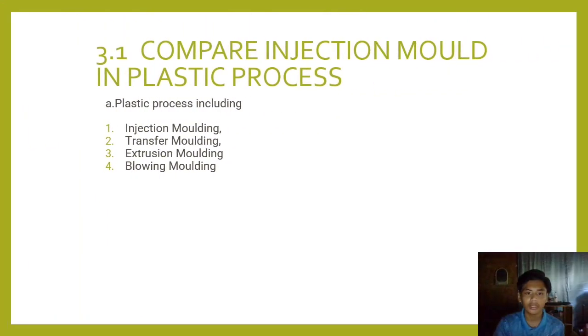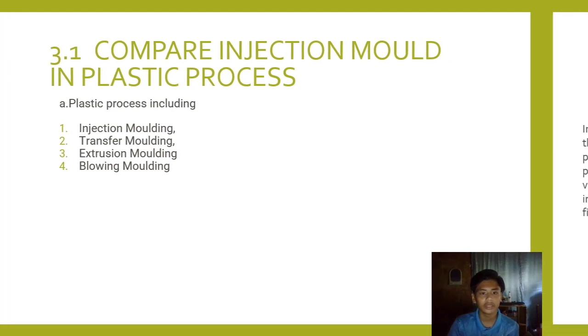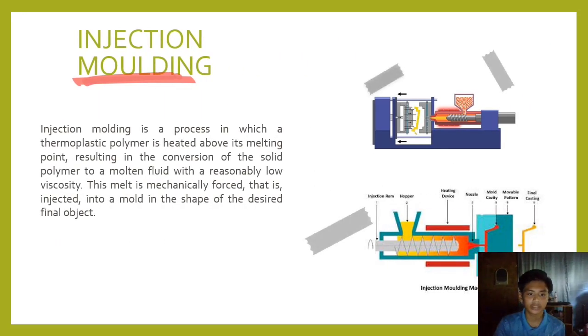Compare injection mold and plastic process. There are four types of plastic process: injection, transfer, extrusion, and blow molding. Injection molding is a process in which a thermoplastic polymer is heated above its melting point, resulting in the conversion of a solid polymer to a molten fluid with reasonably low viscosity. This melt is mechanically forced, that is injected, into a mold in the shape of the desired final object.